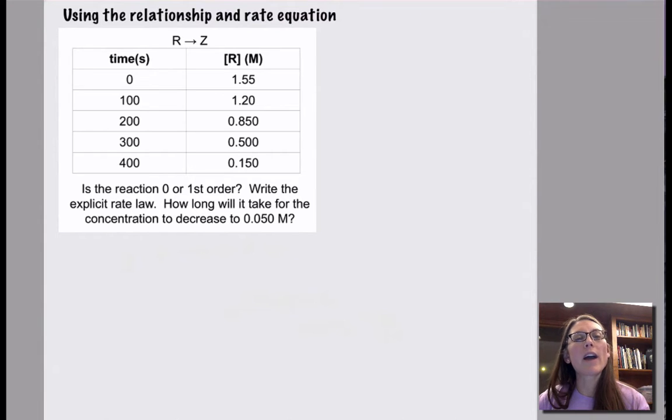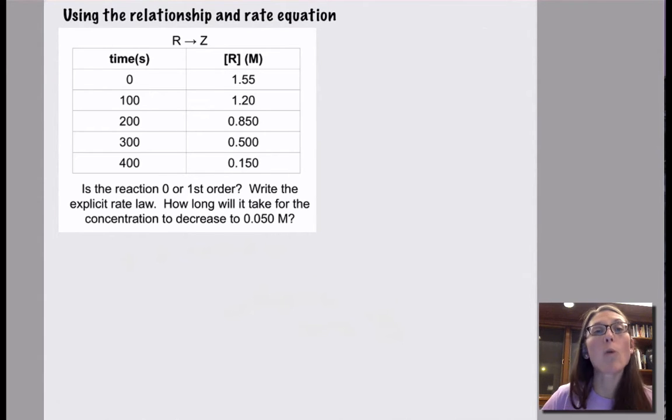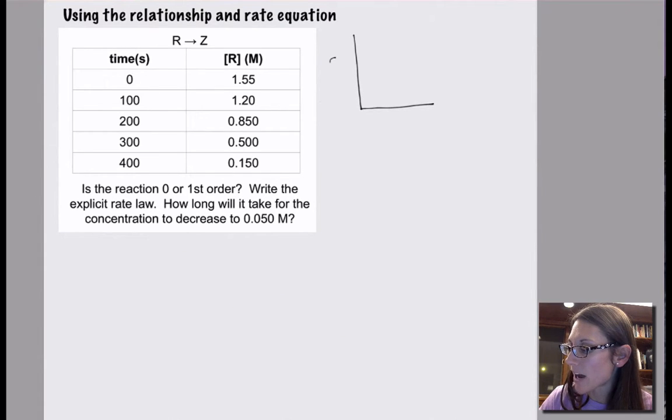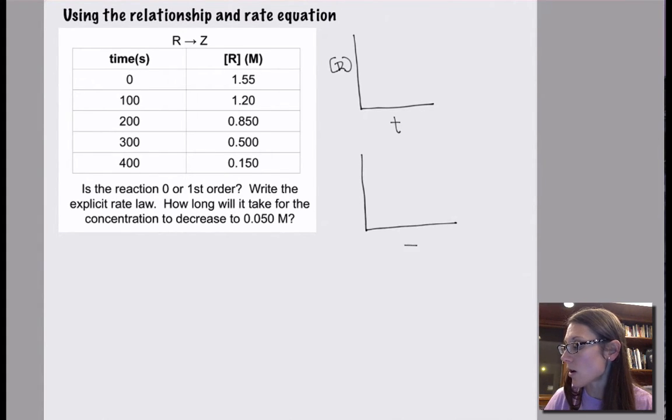Here's a problem where I have chemical R turning into chemical Z, and you've been given data about the time and how the concentration of R has changed over that time. So the first question asks, is this reaction zero order or first order? To determine that, we're going to graph it. And so for a zero order reaction, I should be able to graph the change in concentration with respect to time. And if that's a straight line, it's zero order. If it's first order, if you recall, the graph that is linear is the natural log of the concentration of R with respect to time.